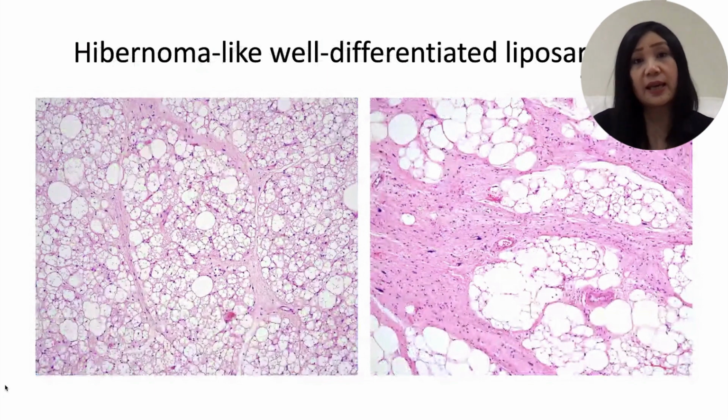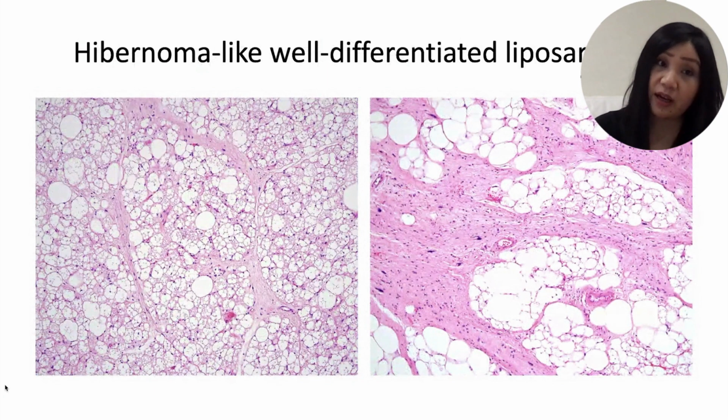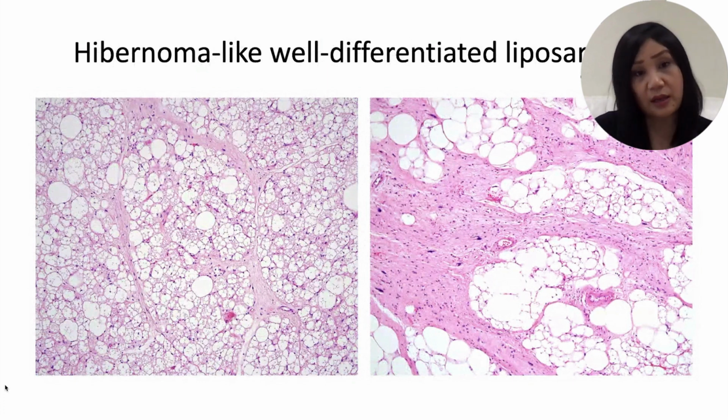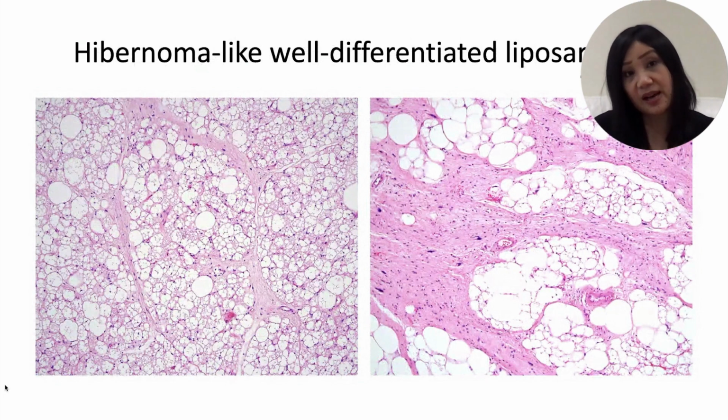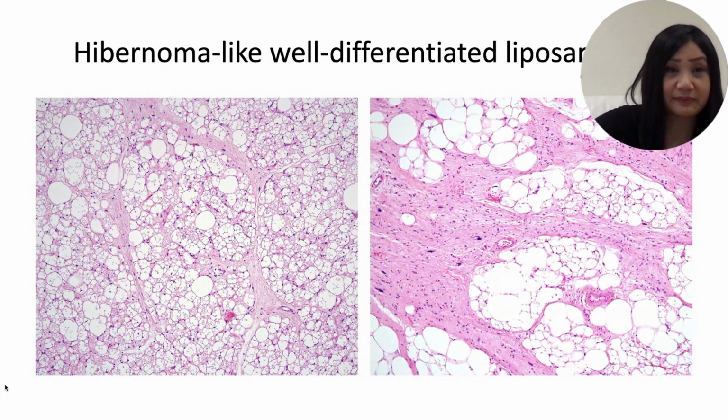A caveat here is that well-differentiated liposarcoma can sometimes show hibernoma-like morphology with lobules and sheets of multivacuolated, relatively uniform adipocytes. But let's remember that even the hibernoma-like well-differentiated liposarcomas show variable fibrous septa with interspersed variable nuclear atypia.